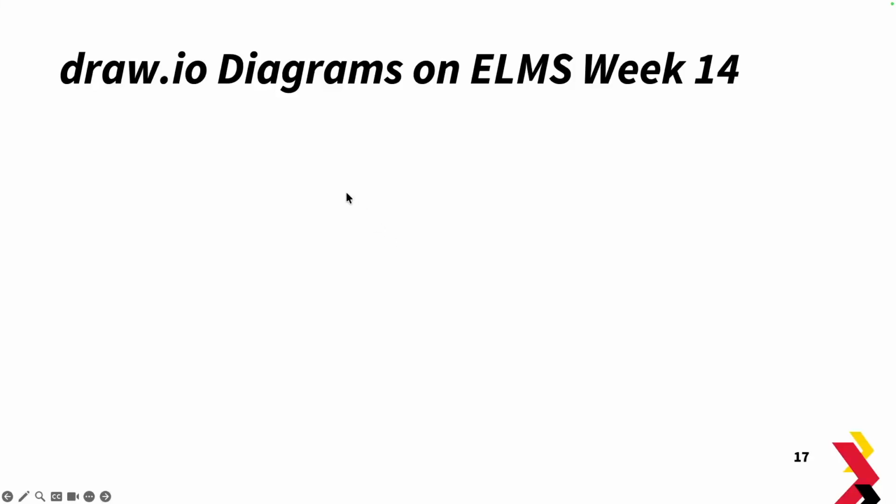So these draw.io diagrams that I've shown you are going to be on ELMS week 14. So that's the overall architecture of these two example architectures for your project 3. So feel free again to use them as you wish.